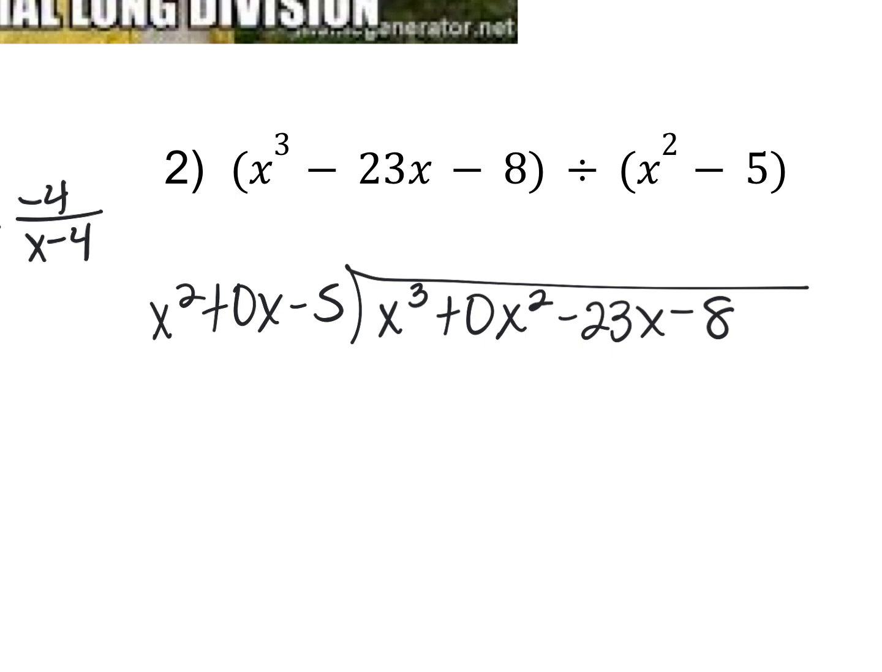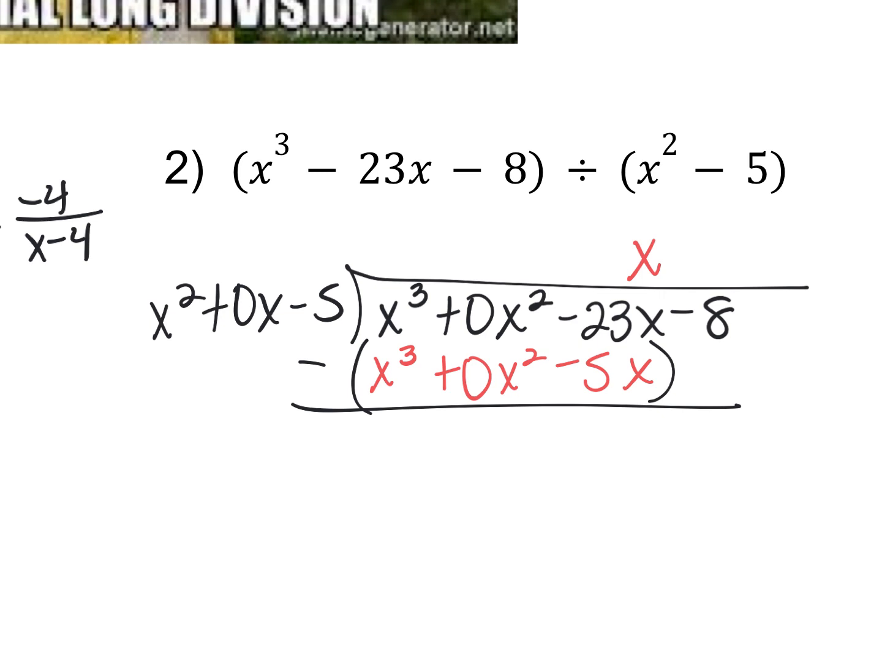Okay, x squared times what gives you x cubed? Well, that's easy enough, right? It's just x. So that's going to go over here in our x column. Multiply it back. So you have x cubed plus 0x squared minus 5x. Then let's go ahead and subtract them.